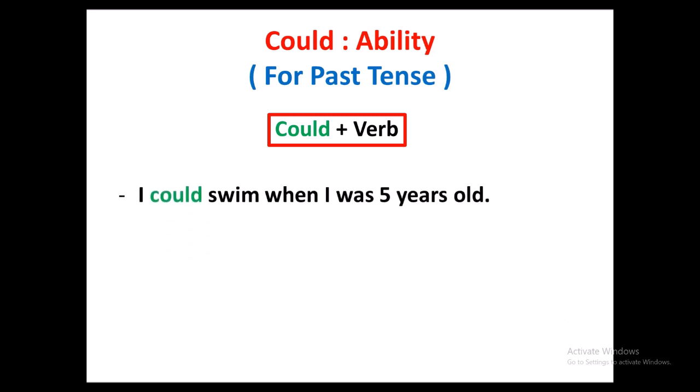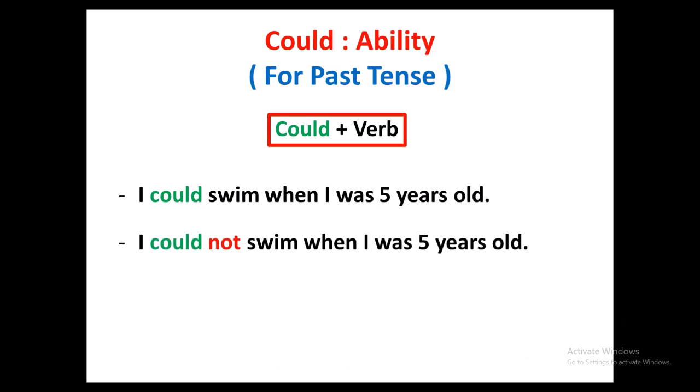Example, I could swim when I was 5 years old. So when you were 5 years old, you could swim. Maybe now you cannot anymore because you're too old or something, I don't know. Next one, I could not swim when I was 5 years old. You could not swim because you were too young at this time. And maybe now you can swim. I don't know either.